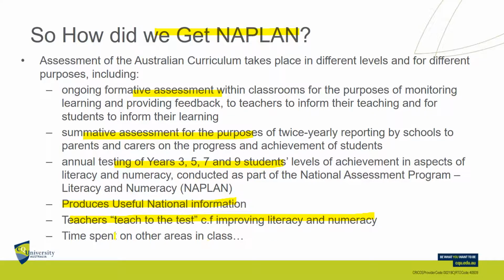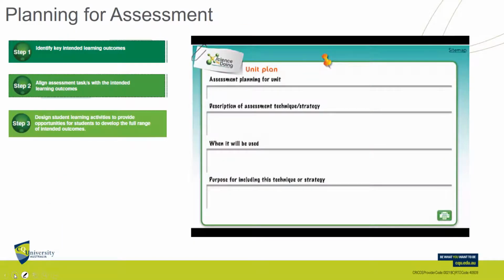And this also takes away time spent on other areas in class. Poetry, art, wonder, awe, green versus grey. All of these wonderful things that we as teachers are left to wonder how we now include in our repertoires of practice. So when we plan for assessment, John Biggs talks about constructive alignment. Step 1, we've got to identify our key intended learning outcomes. Step 2, we've then got to align our assessment tasks with these intended learning outcomes. And step 3, design student activities to provide opportunities to meet and develop these outcomes.